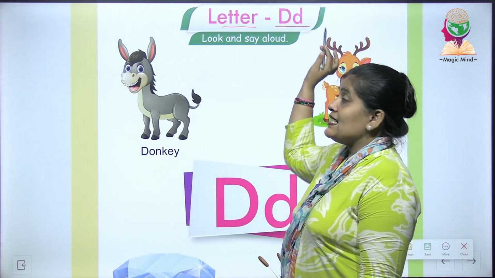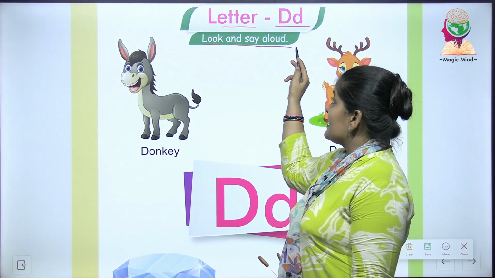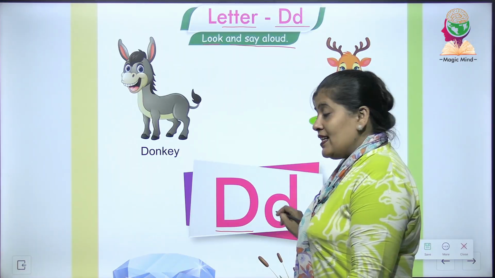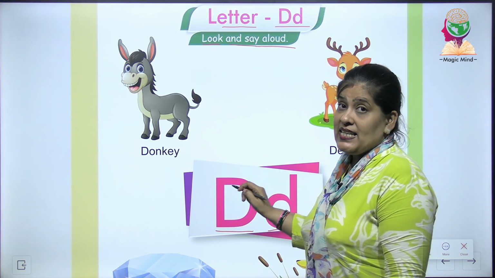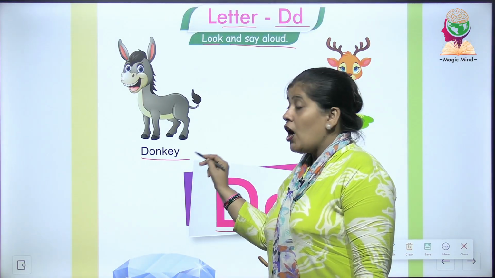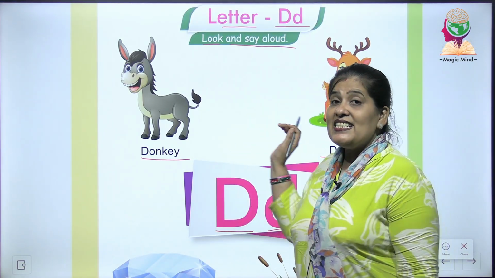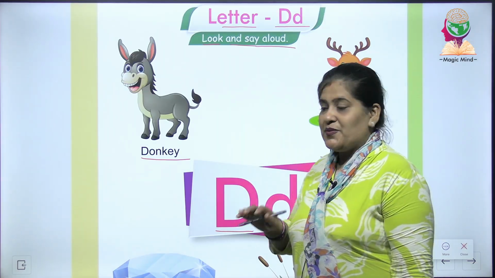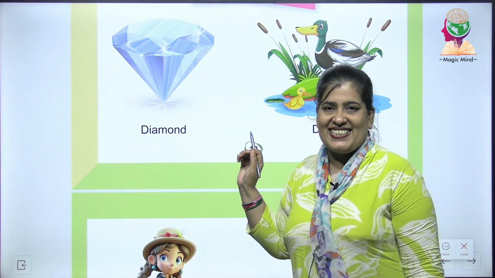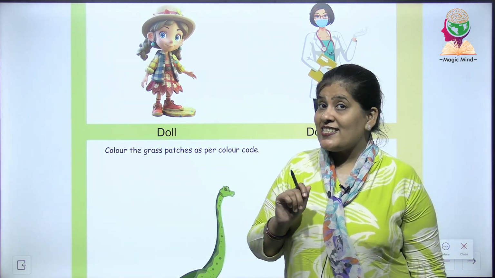Now letter D. Look and say aloud. This is capital D and this is small d. ये capital D है और ये small d है. D for donkey and D for deer. D-E-E-R, deer. D for diamond and D for duck. D for doll and D for doctor.